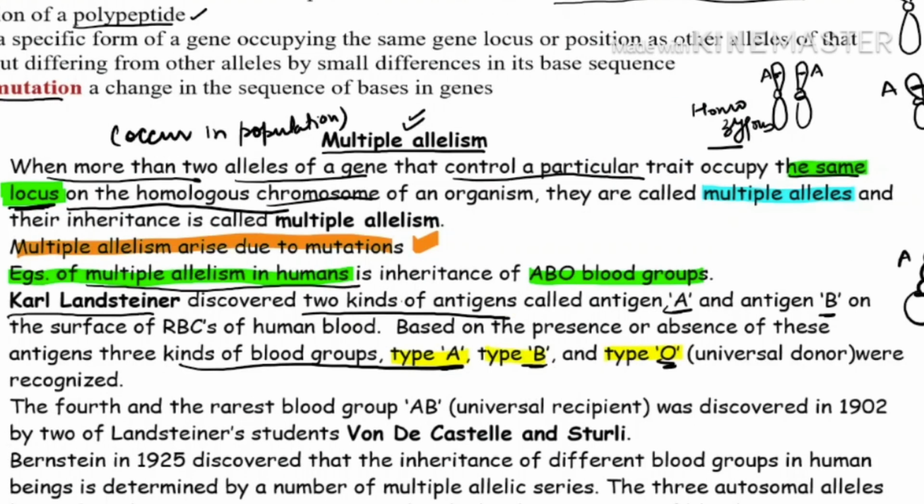Now the fourth blood group, which we say AB blood group, was discovered in 1902 by two students of Landsteiner, that is Von Decastello and Sturli. They discovered the fourth blood group. Which is the fourth blood group? That was blood group AB, which is also known as universal recipient. O is known as universal donor.